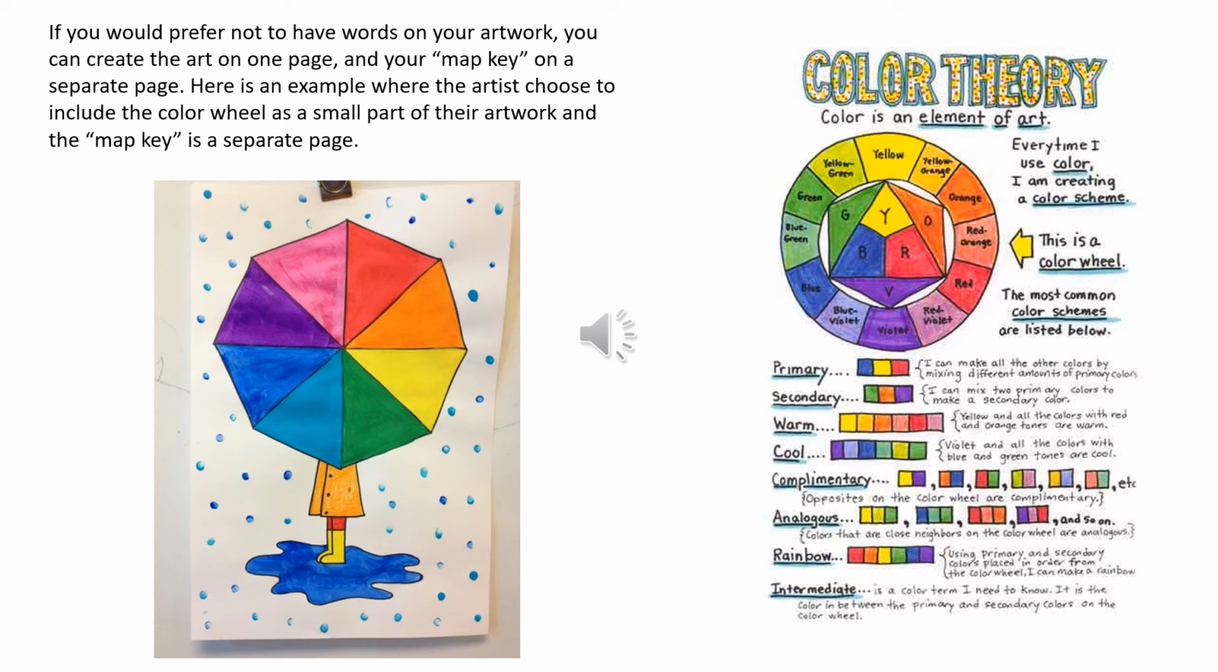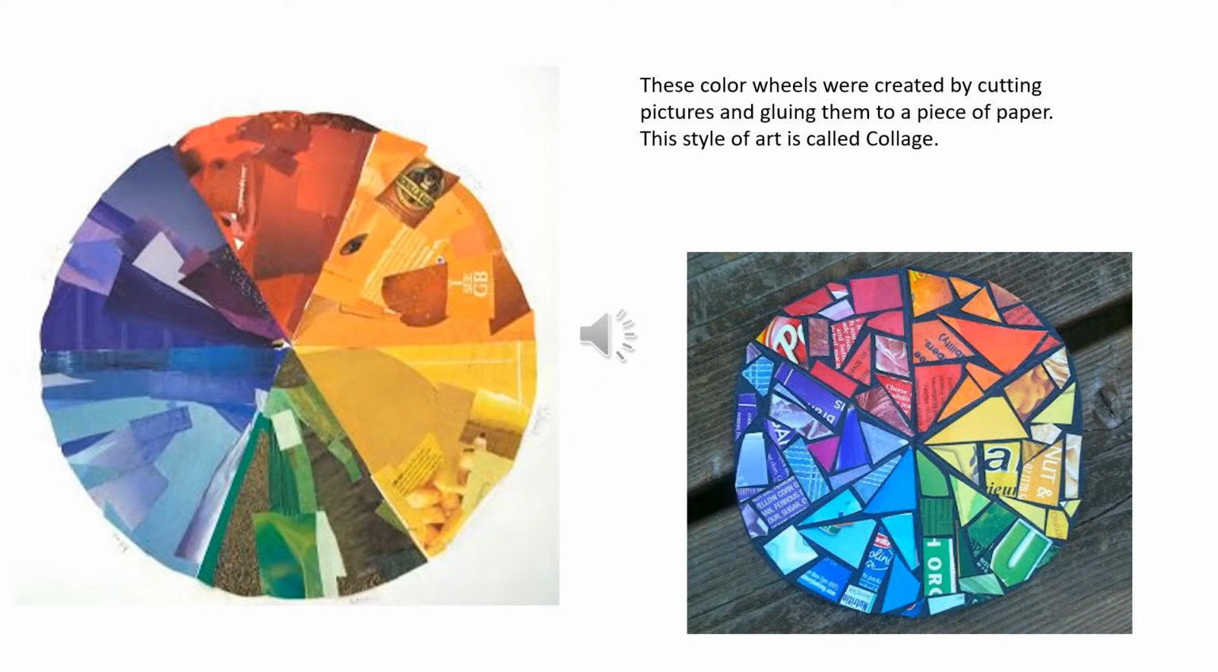Here is an example where the artist chose to include the color wheel as a small part of their artwork and the map key is a separate page. These color wheels were created by cutting pictures and gluing them to a piece of paper. This style of art is called collage.